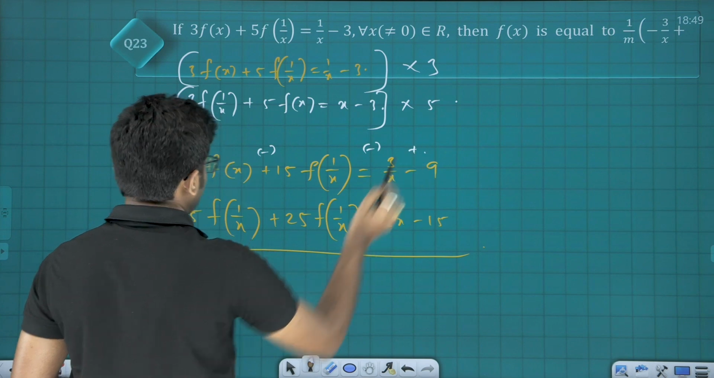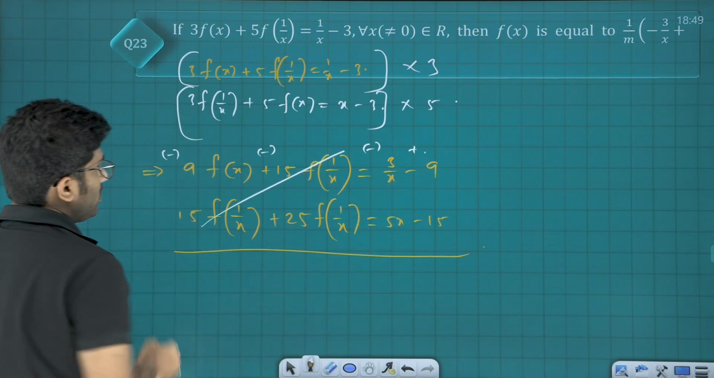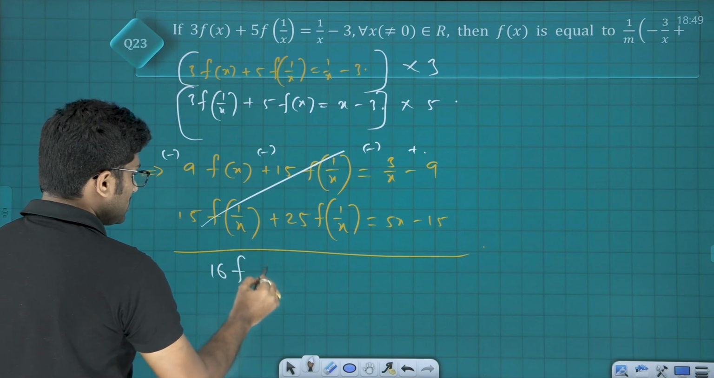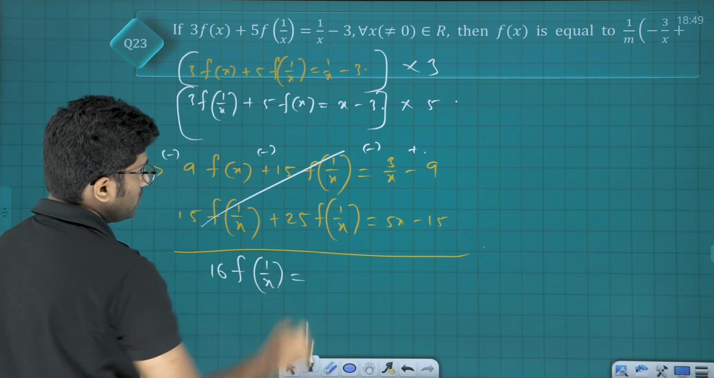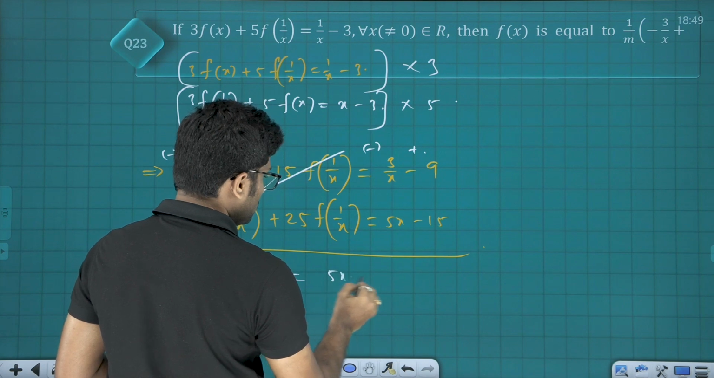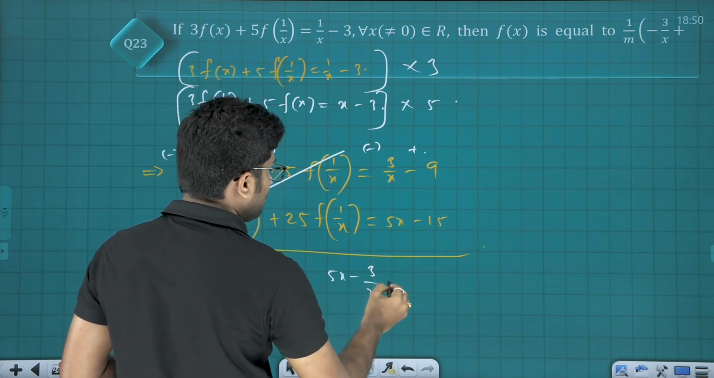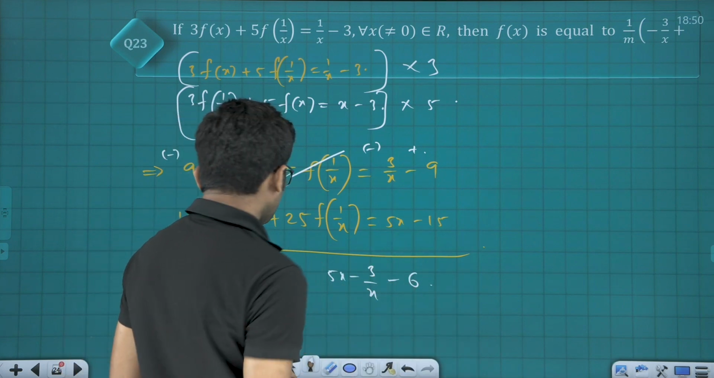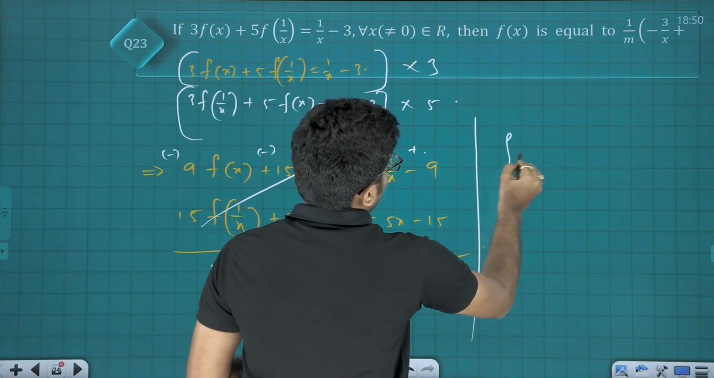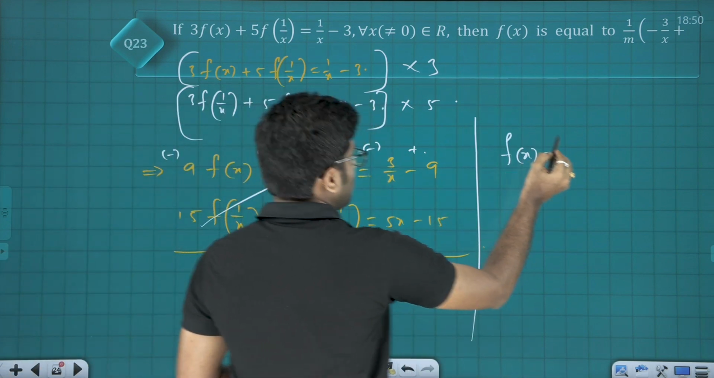Now let's subtract this one, friends, because all of them have small powers. See, 15 times f of 1 by x, 15 times f of 1 by x gets cancelled. 25 minus 9 is 16 times f of x is equal to 5x minus 3 by x. Minus 15 plus 9 is minus 6.